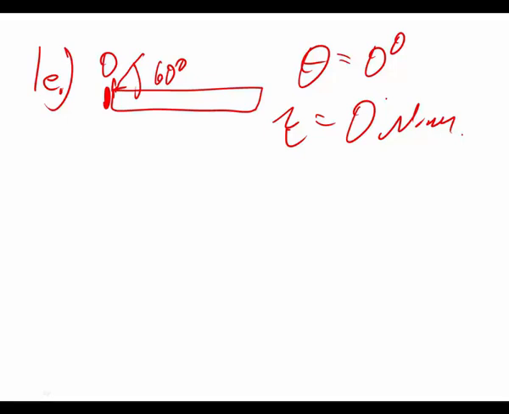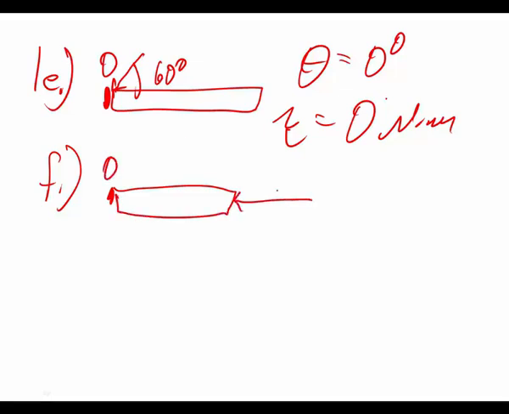All right, what about F? Let's look at it. We got our point, we got our bar, it's rotating about 0,0. We apply the force that way. So the force is 10 newtons. Now this was 0, but this is what? 180. Well, what's the sine of 180? 0. The torque is 0 Newton meters again.